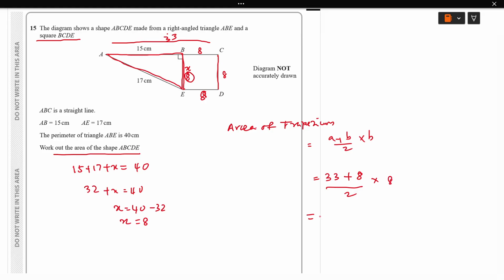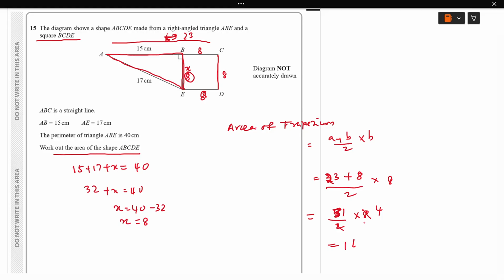So 33 plus 8, which is 41, over 2 times 8. This is going to be 4 here. So 41 times 4, 123 plus b. Oh, sorry, here I made a mistake. This is not 33, which is 23, the full length. So this is going to be 23. 23 plus 8 is, sorry, 31 here.